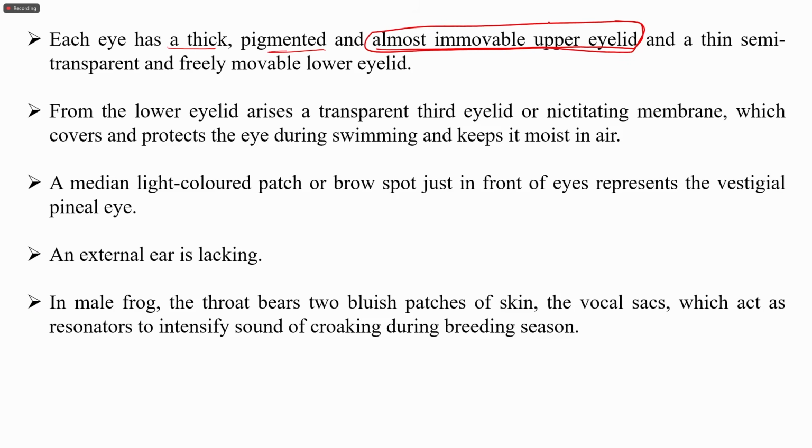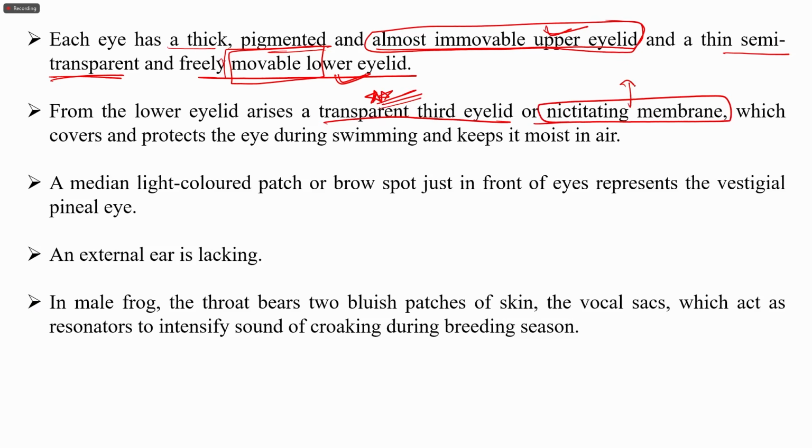So the upper eyelid is immovable, almost immovable, while the lower eyelid is thin, semi-transparent and freely movable. And from the lower eyelid arises a transparent third eyelid. This is very important. In frogs, there is a transparent third eyelid, which is also known as nictitating membrane.